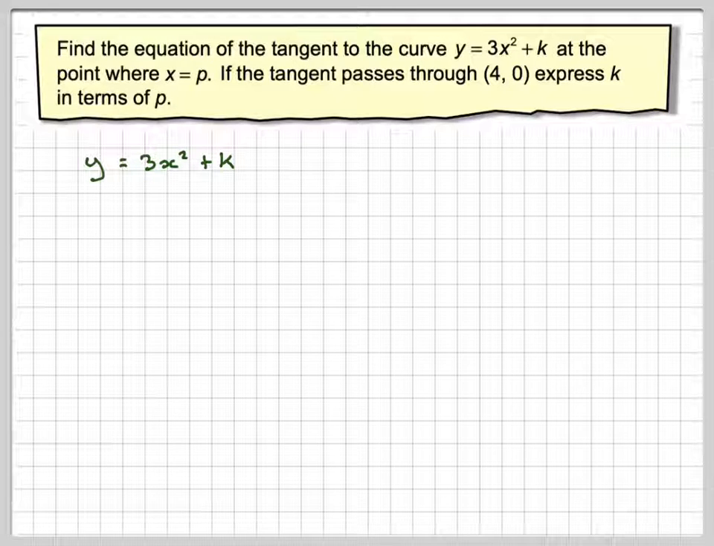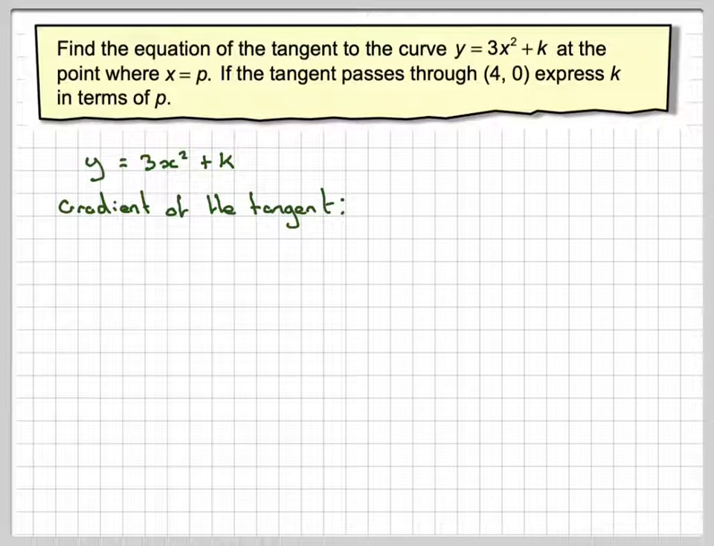Now to find the equation of the tangent, we need to find the gradient function. So the gradient function of 3x squared plus k will be, if you differentiate that, dy by dx is 6x: 2 times 3, x, reduce the power by 1 to give 6x. And if you differentiate a constant, i.e. k is a number, then you just get nothing.